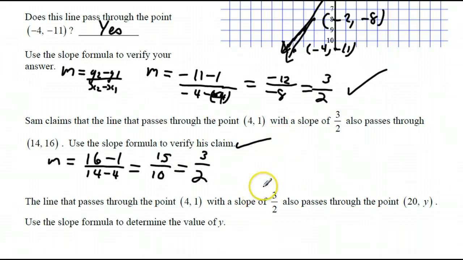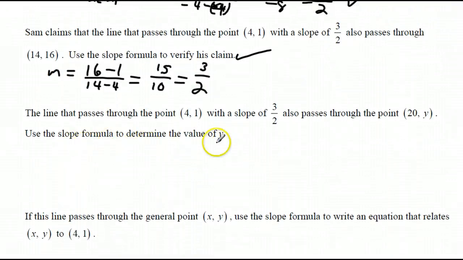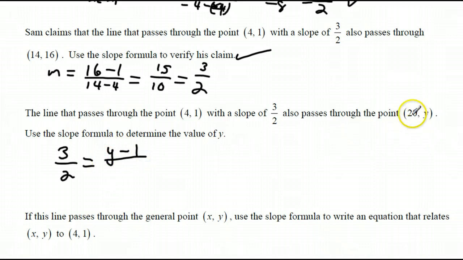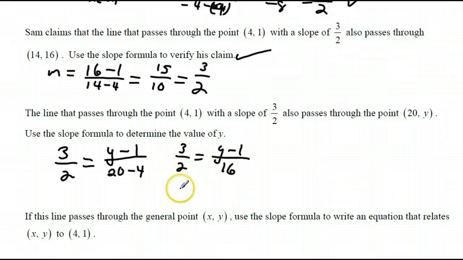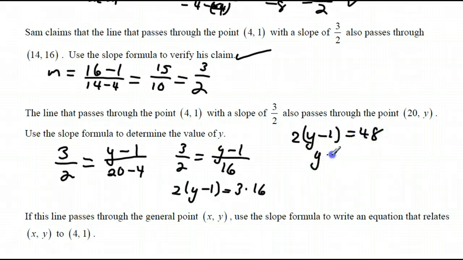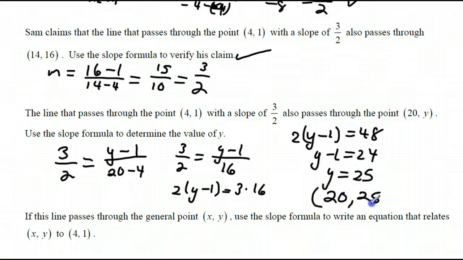The line that passes through 4, 1 with a slope of 3/2 also passes through the point 20, comma y. Use the slope formula to determine the value of y. Okay, so in this case, we know the slope is 3 over 2. We're going to go with y2 minus y1, or y minus 1, over 20 minus 4. That gives us 3 over 2 is equal to y minus 1 over 16. We're going to cross multiply. 2 times y minus 1 equals 3 times 16. So 2y minus 2 equals 48. y minus 1 is 24, so y is 25. So the point is 20, 25.